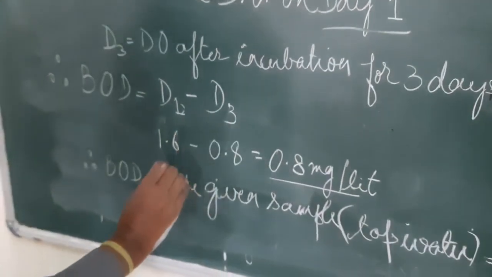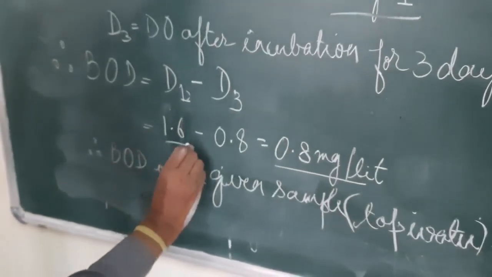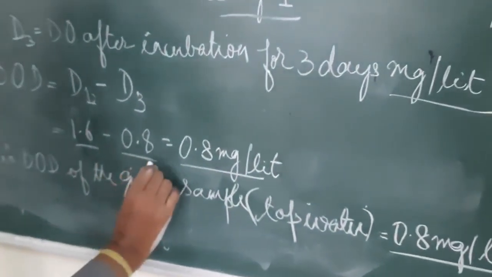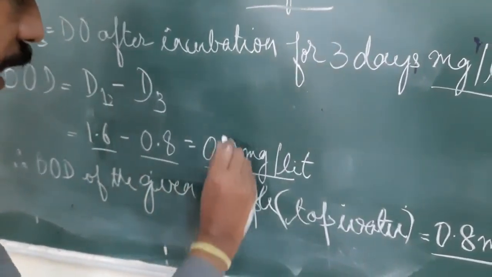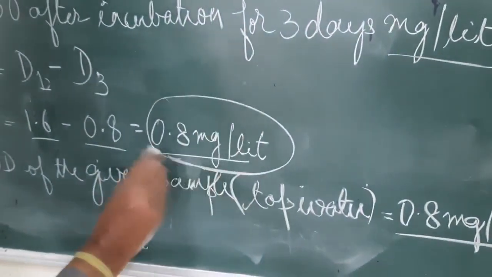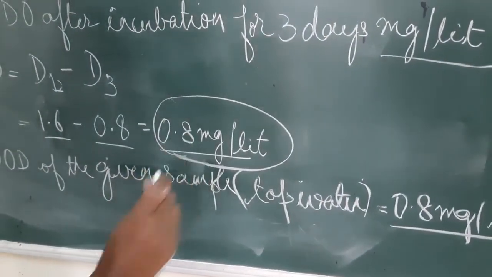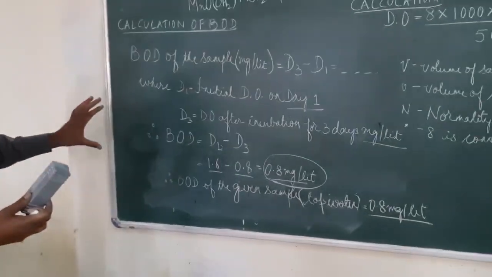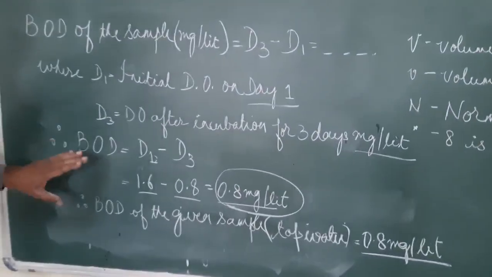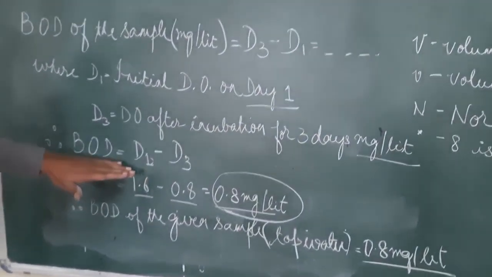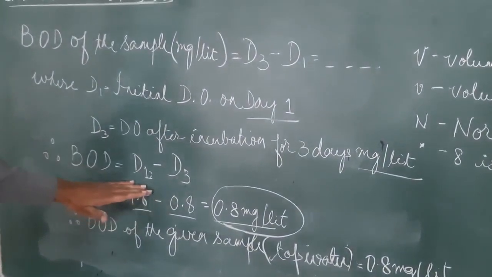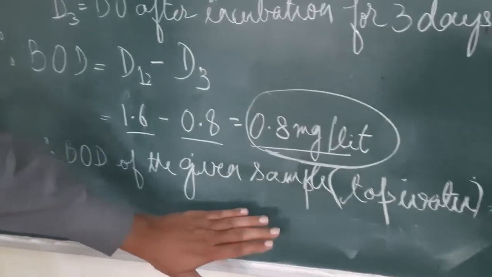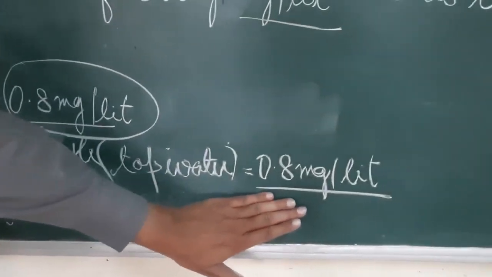Therefore BOD equals D1 minus D3. On day 1 we had got the dissolved oxygen as 1.6. On day 3 the dissolved oxygen level has dropped, and finally the BOD is 0.8 mg per liter. So when we talk about the BOD, we are talking about the same procedure we carried out for the dissolved oxygen levels. The BOD is calculated as D1 minus D3, where D1 is the first day reading and D3 is the second reading. So finally the BOD of the given sample, that is the tap water, is 0.8 mg per liter.